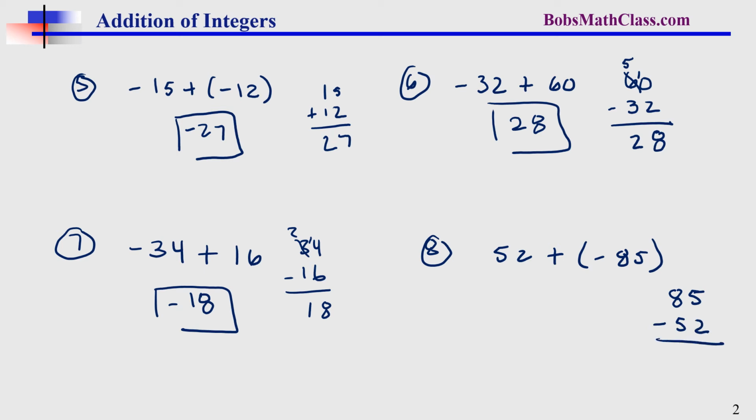And we borrow. Let's see, 5 minus 2 is 3. Sorry, we do not borrow. We just go ahead and subtract. And 8 minus 5 is 3. So we got 33. Oh, that's right. And then we keep the sign of the larger number. So which number is larger? 85. It's negative, so it's going to be negative 33.